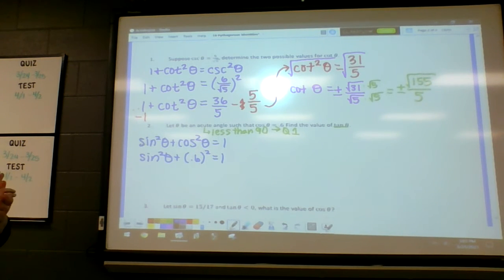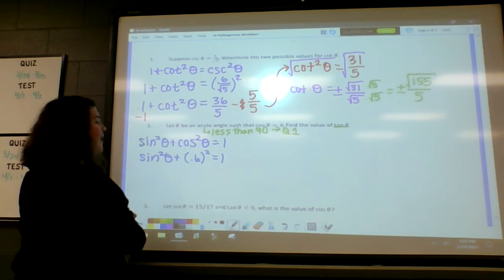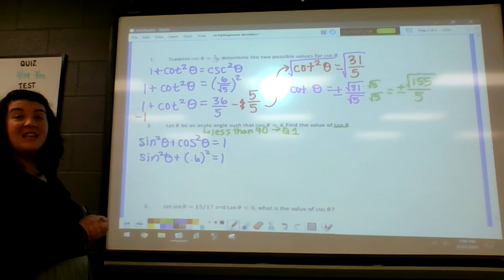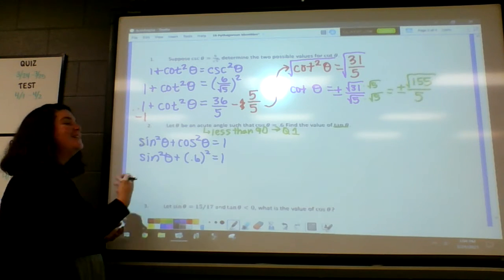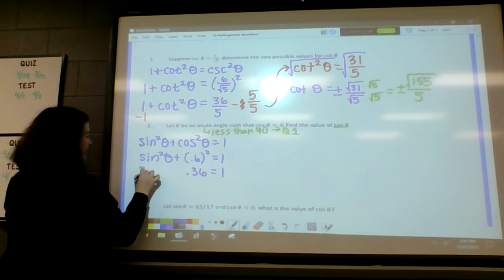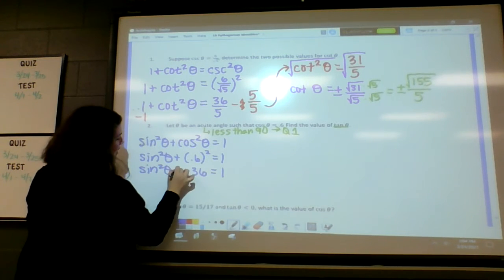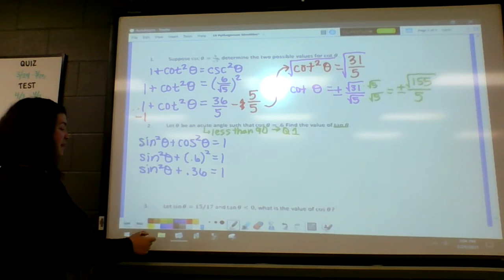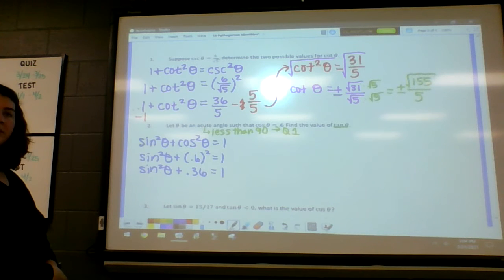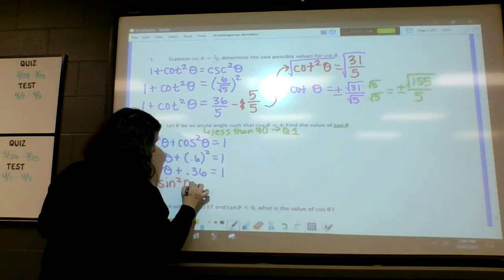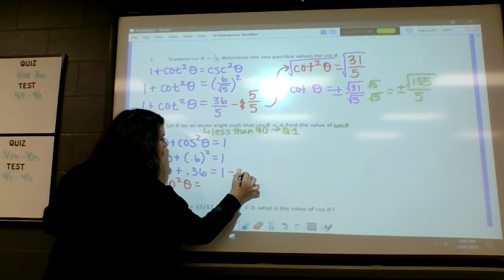So for starters, what is 0.6 squared, or 0.6 times 0.6? It's actually not that hard once you know what we're looking for. 0.36, yeah. 6 times 6 is 36. So sine squared theta plus 0.36 equals 1. So what can we do now? Subtract the 0.36, so we'll have sine squared theta equals, what's 1 minus 0.36?